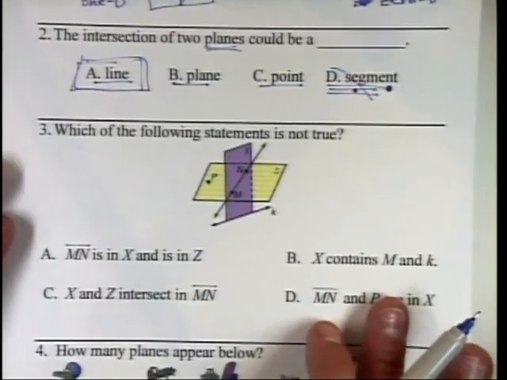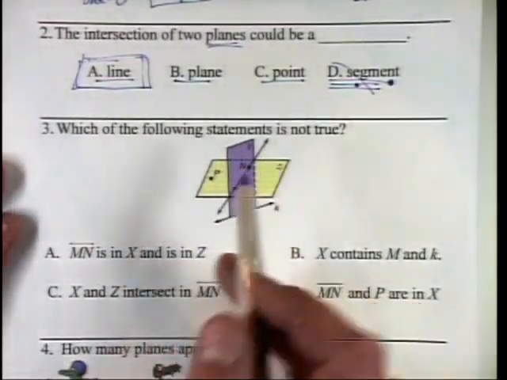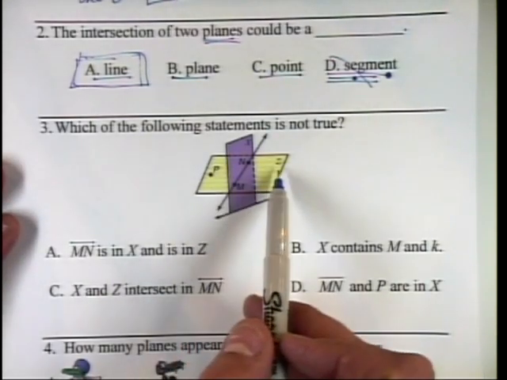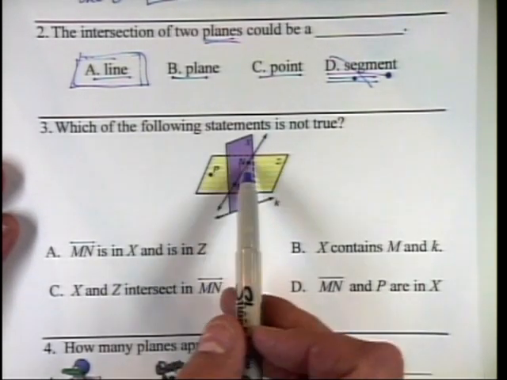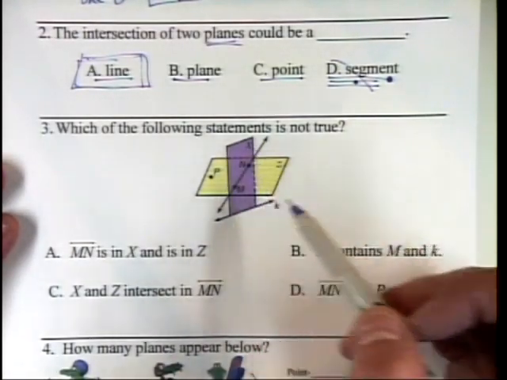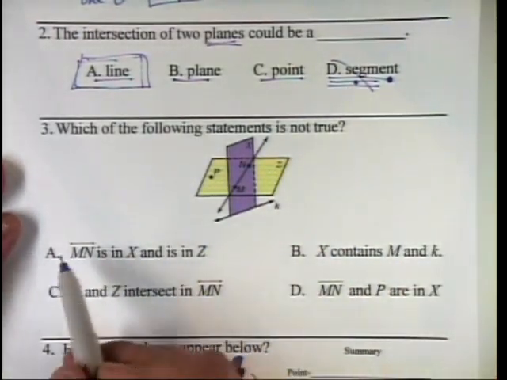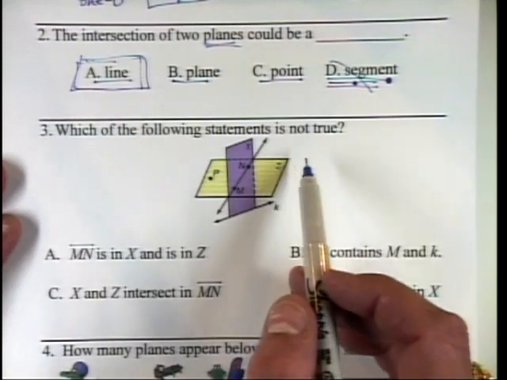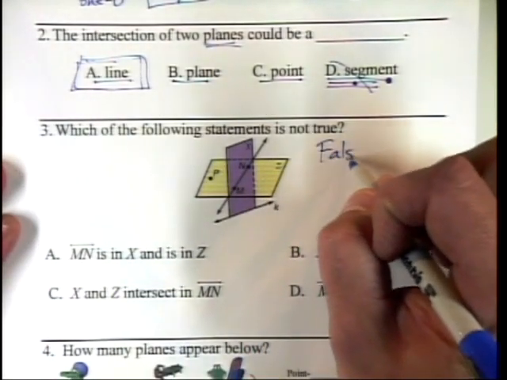Now coming down here again, this one's kind of tricky. We've got the intersection of 2 planes. We have the yellow plane, which is plane Z, or we can call it plane PNM. And we have plane X, which is the purple one. Now, let's look at the answer choices. Which of the following statements is not true? We're looking for the false one.